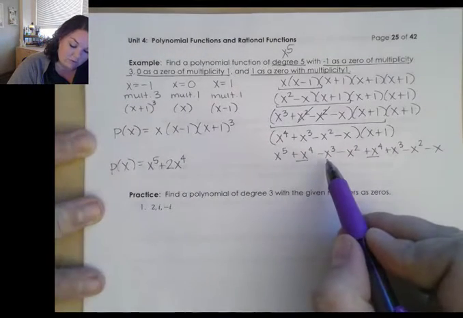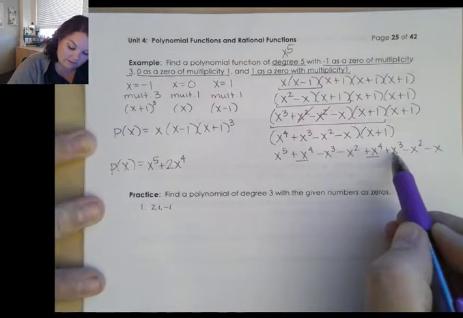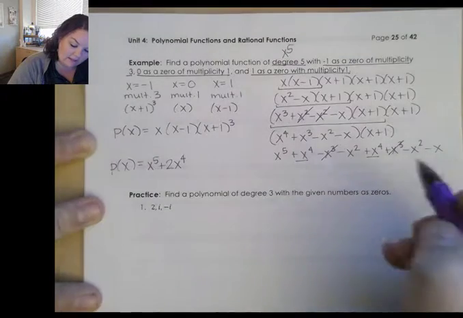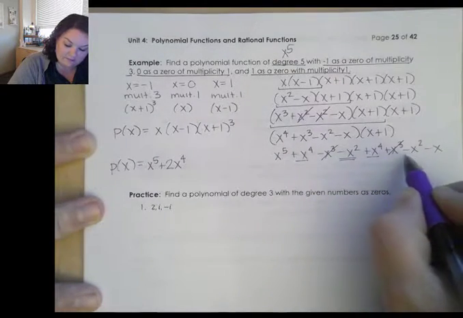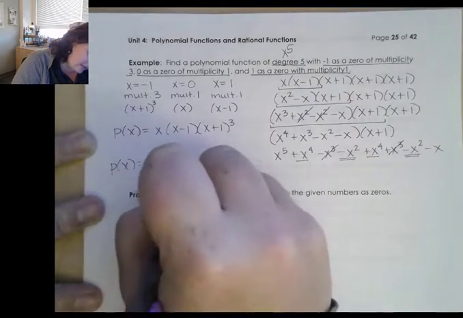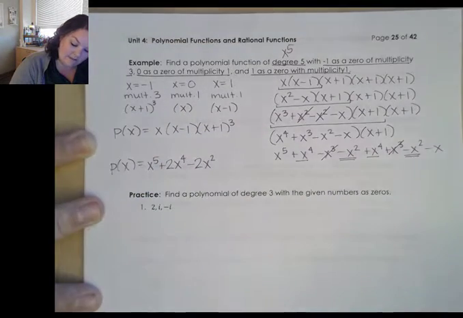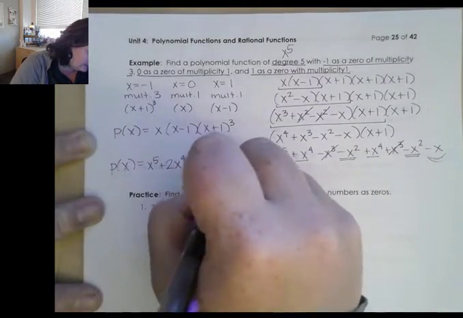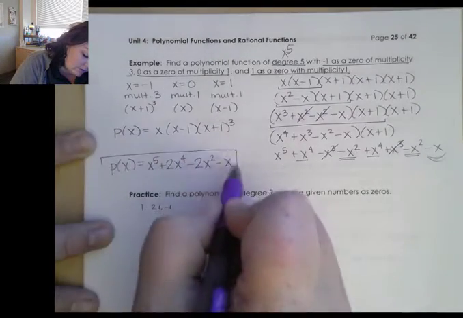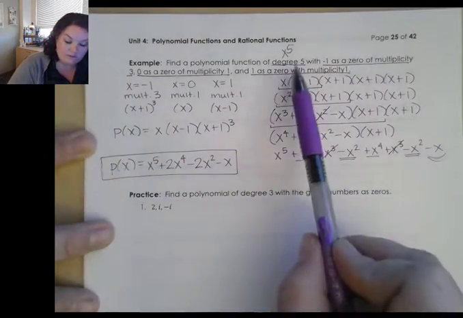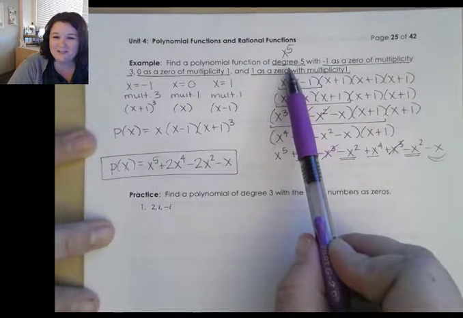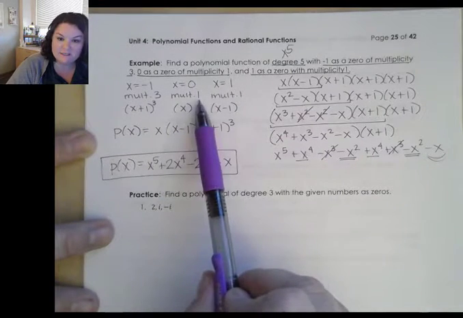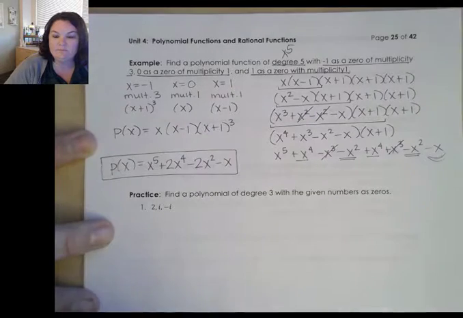Then I look for my x cubes. I have a negative x cubed and a positive x cubed. So those are actually opposites that cancel out. Then I look for my x squareds. I have negative x squared and negative x squared, which gives me negative 2x squared. And then the last term I have is my negative x over here, minus x. So this is the polynomial function that would produce a degree 5 polynomial function, right? With negative 1 as a 0 of multiplicity 3, 0 as a 0 with multiplicity 1, and 1 as a 0 of multiplicity 1. Okay?